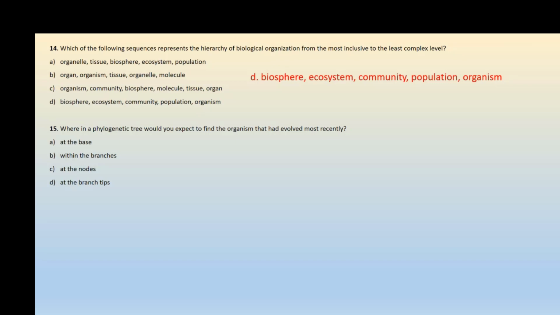When you are listing 7 marks, you can tell it's a free 7 marks that you just don't have to mess up. Where in the phylogenetic tree will you expect to find the organism that have evolved most recently?